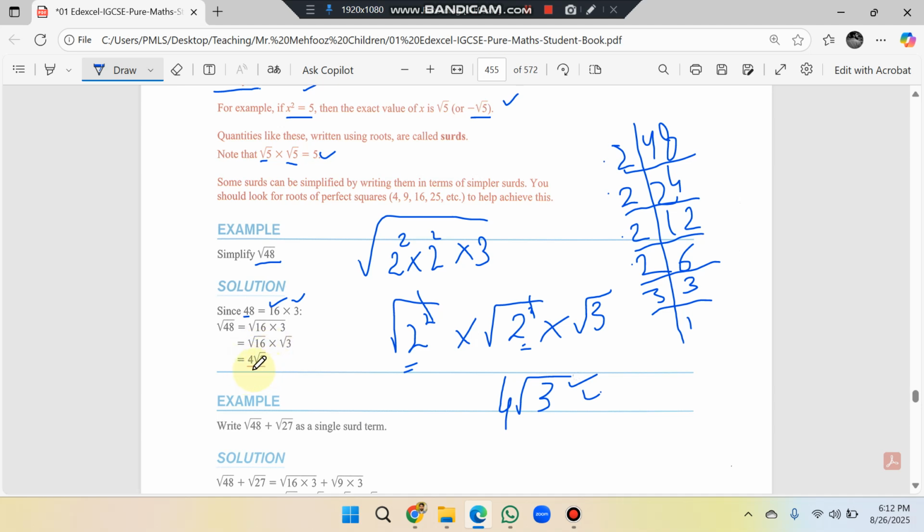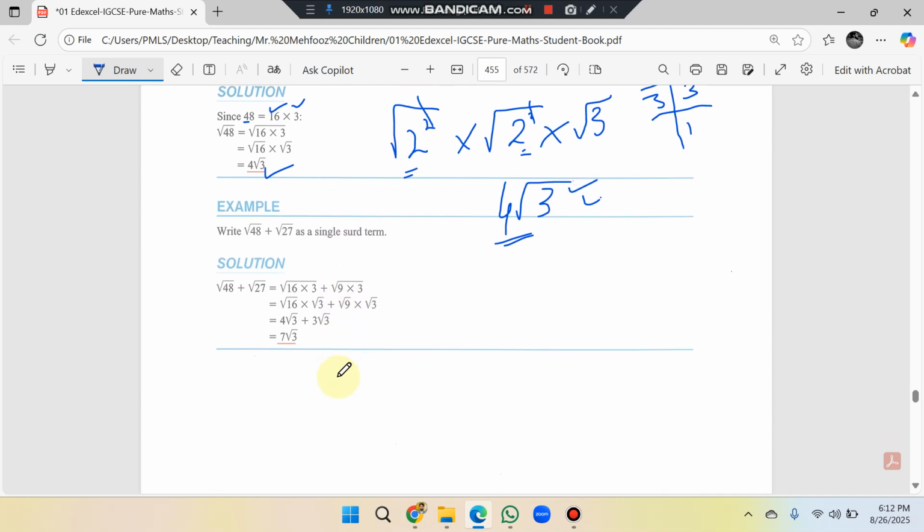So your answer will be this one, like that. Any problem in this example? No. Okay, good. Next one is the next example.